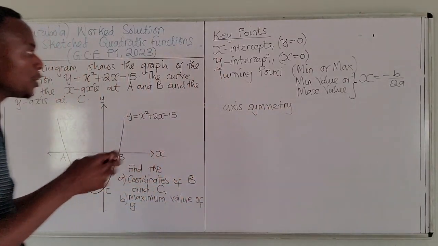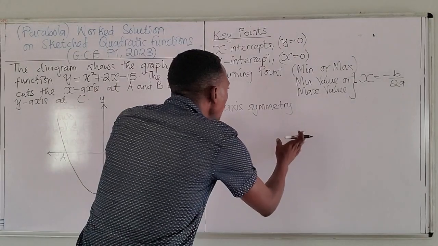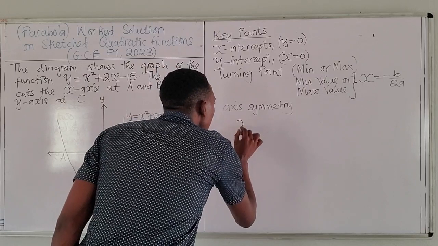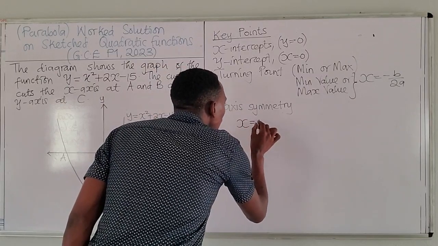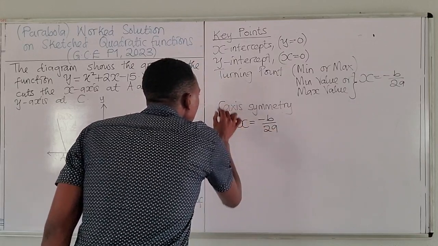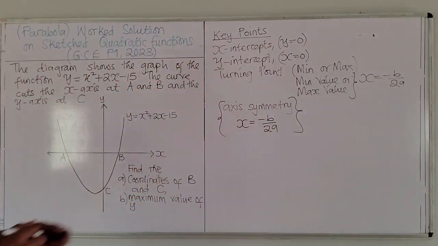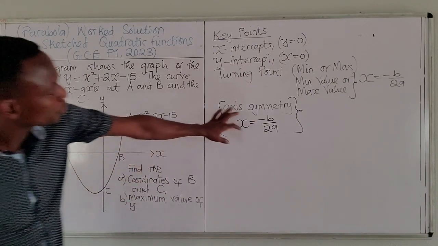The axis of symmetry. There are certain questions where you are going to be asked to find the equation of the axis of symmetry. Again, the axis of symmetry is found by using this equation: x is equal to negative b over 2a. So this equation also helps us to find the equation of the axis of symmetry. So take note of this.